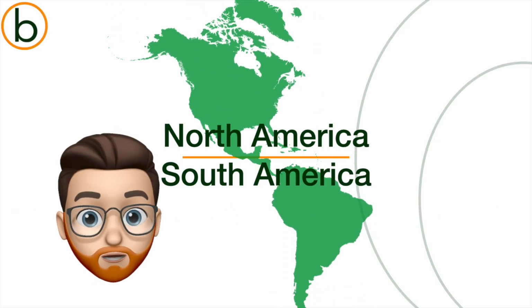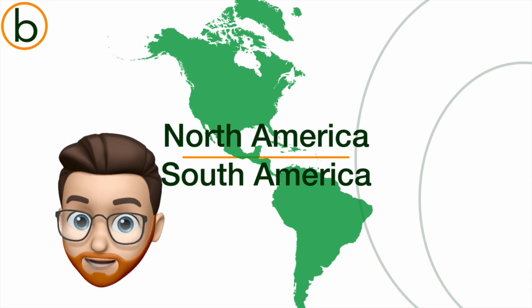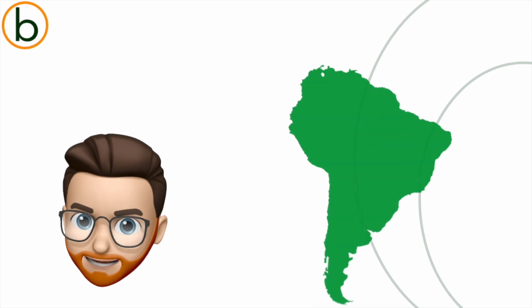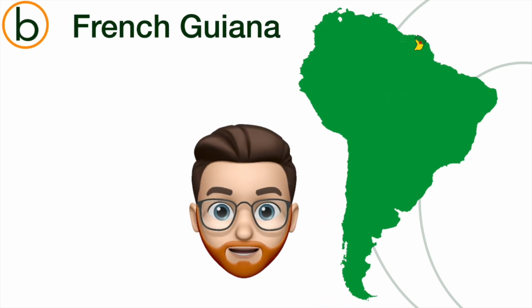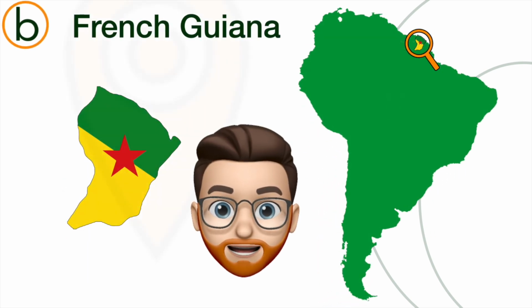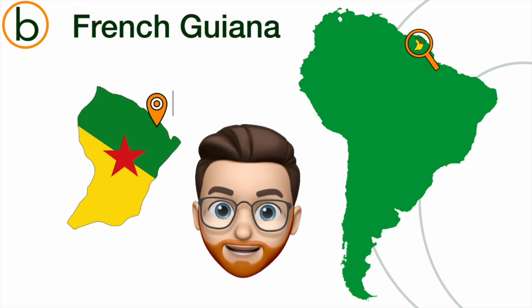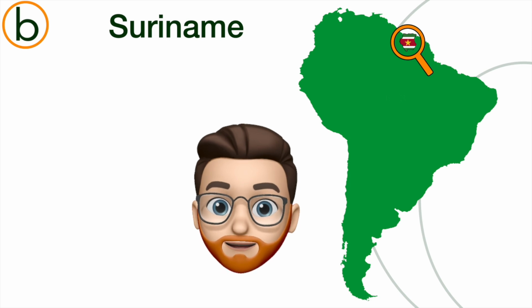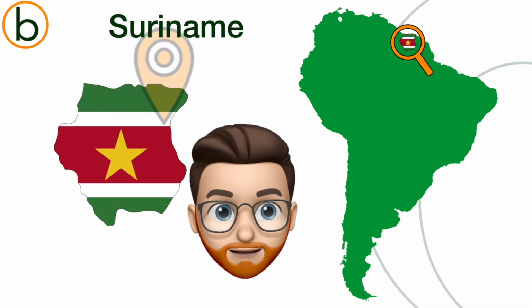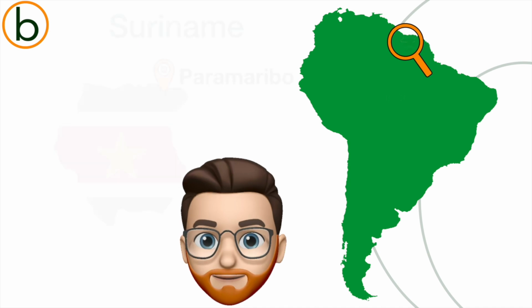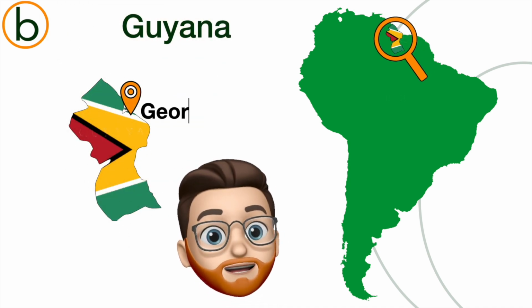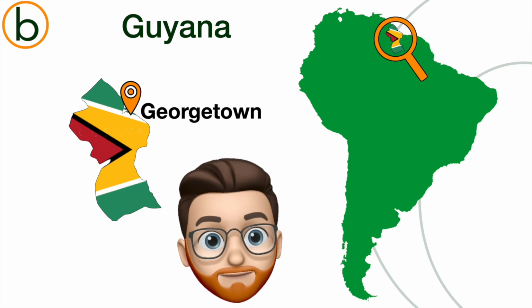As America is a huge continent with a lot of countries over North and South America, we'll take it one piece at a time. The first country we're looking at is French Guiana. Its capital city is Cayenne. The next country is Suriname, with its capital Paramaribo. Next to Suriname is Guyana, with capital city Georgetown.